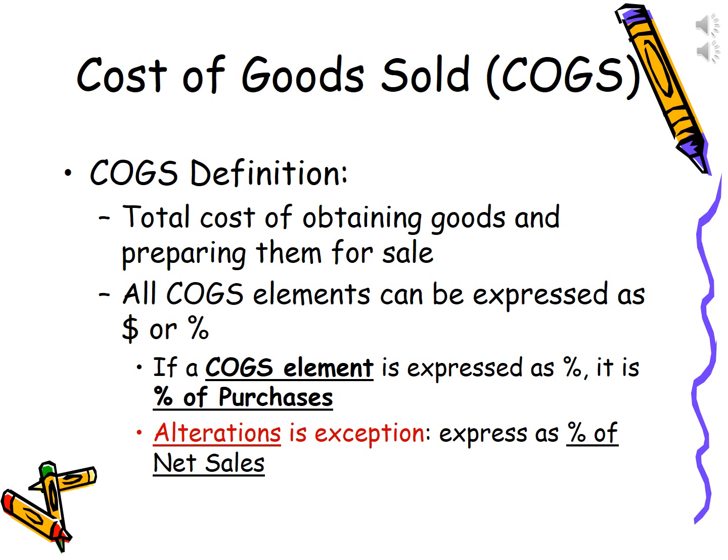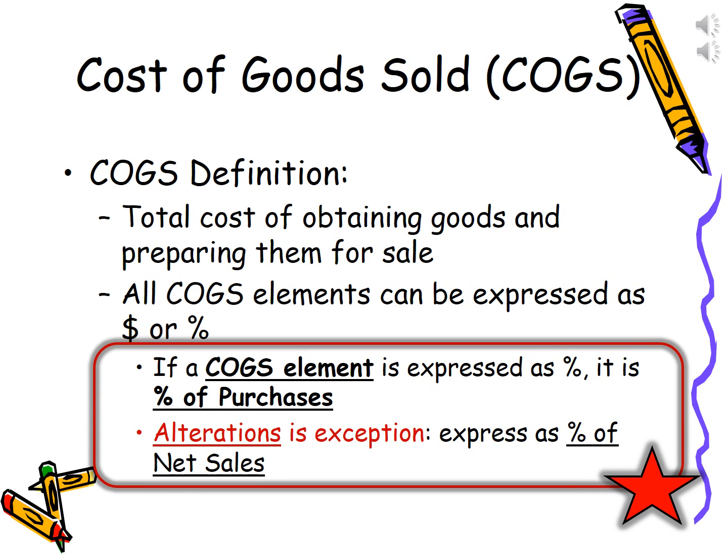So net sales calculation was not all that complex. On the other hand, cost of goods sold, let's take a look at cost of goods sold now. Cost of goods sold is basically the total cost of obtaining the merchandise and preparing the merchandise for sale. Okay, so there are a lot of elements that go in the calculation of cost of goods sold. We have to think about a lot of different factors. And the cost of goods sold elements sometimes may be given as dollar numbers, or maybe sometimes given as percentage numbers.